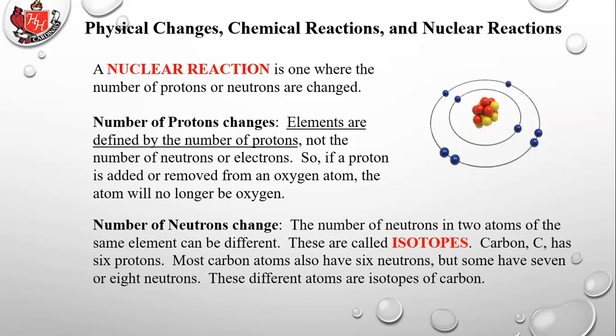Number of neutrons change. The number of neutrons in 2 atoms of the same element can be different. These are called isotopes. Carbon has 6 protons. Most carbon atoms also have 6 neutrons, but some have 7 or 8. These different atoms are isotopes of carbon, but it's still carbon.